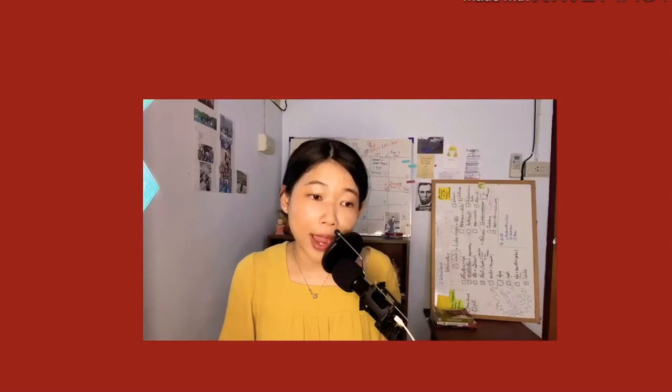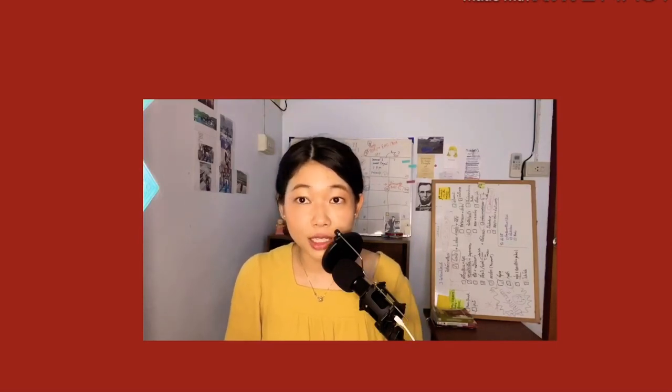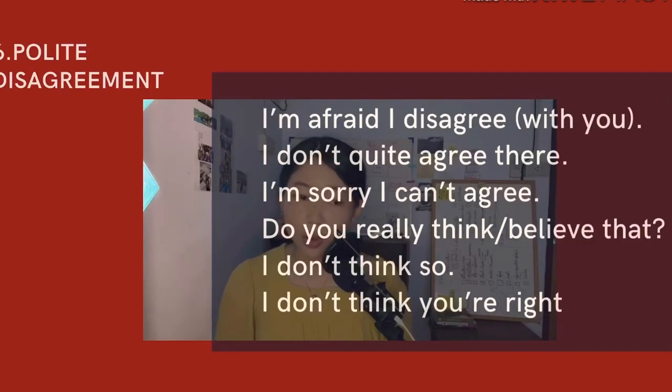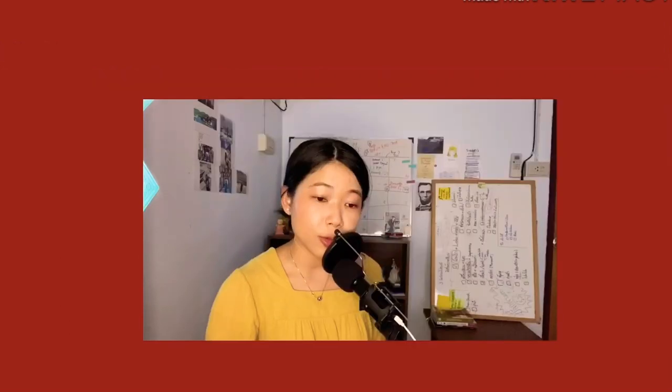So these are the phrases that we have selected as a safe, polite way of disagreement. I don't quite agree there. Adding the word "quite," I don't quite, means not really; it shows some room for hesitation. It shows that I may be wrong, but I just don't really agree with that. Do you really think that? It is asking the question back.